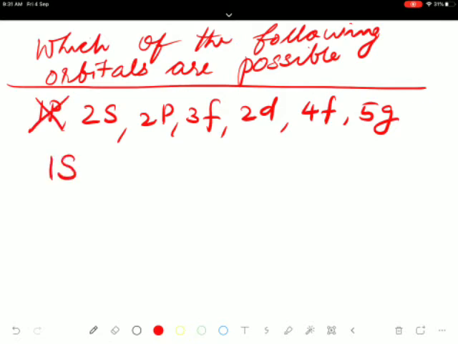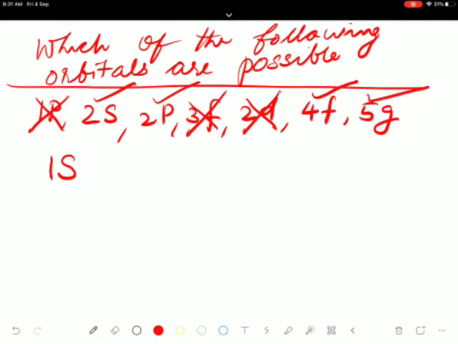Okay. Does 2s exist? Yes. Does 2p exist? Yes. Does 3f exist? No. Does 2d exist? No. Does 4f exist? Yes. Does 5g exist? 5g, yes.